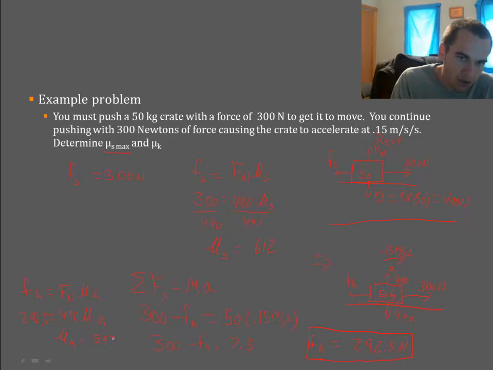Now stop and make sure that this makes sense. It is a little bit less than my static frictional force. That is what we would expect. It's easier to keep something in motion than to put something in motion. So my coefficient of kinetic friction should be slightly smaller than static. Everything there looks good. It's just a Newton's second law problem.